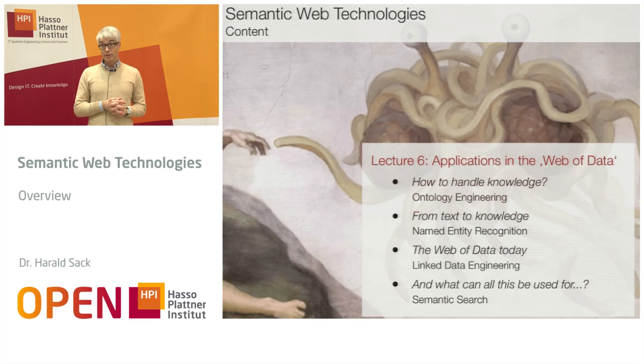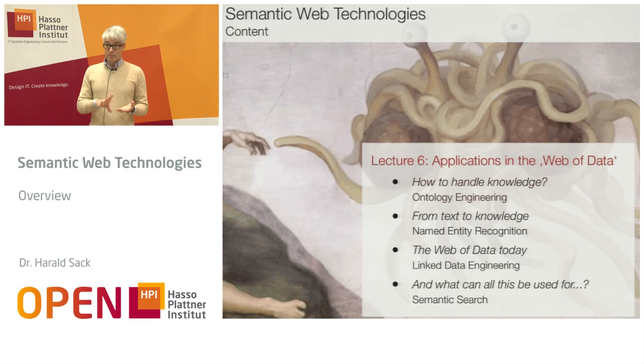And in the last lecture, of course, we are putting the question, what can the semantic web be used for? And there, of course, we are talking about applications in the semantic web and in the so-called web of data. And the first thing we are talking about is how can we handle knowledge? How do we design ontologies? How do we connect different ontologies that might mean the same or might express the same? So this kind of technology is called ontological engineering, and we will talk about ontology design, ontology mapping, ontology alignment.